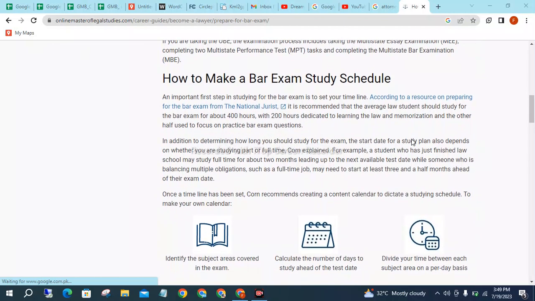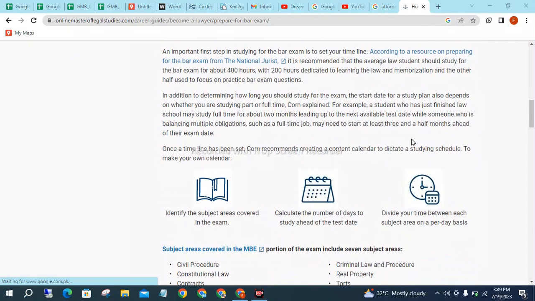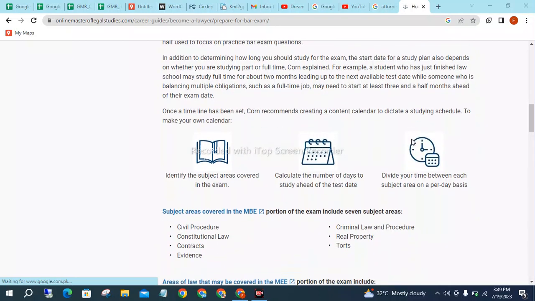Once a timeline has been set, Cohn recommended creating a content calendar to dedicate a studying schedule. To make your own calendar, identify the subject areas covered in the exam, calculate the number of days to study ahead of the test date, and divide your time between each subject area on a per-day basis.